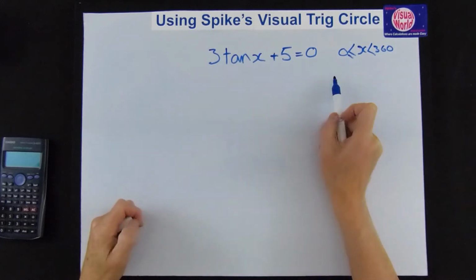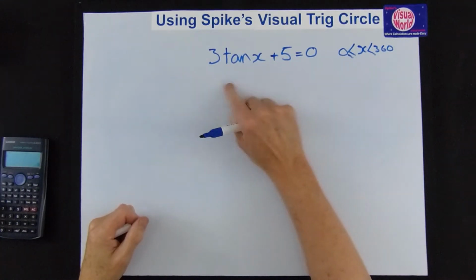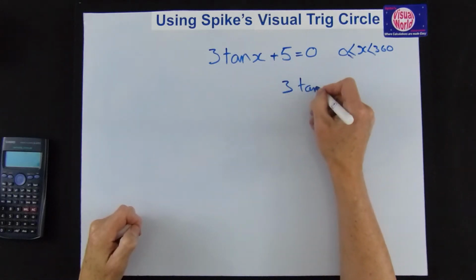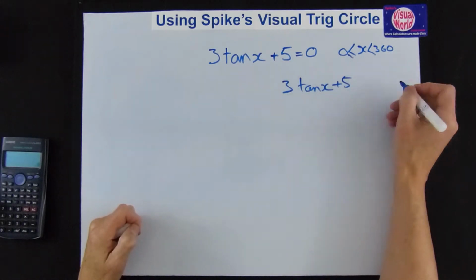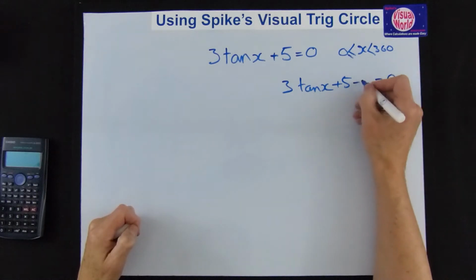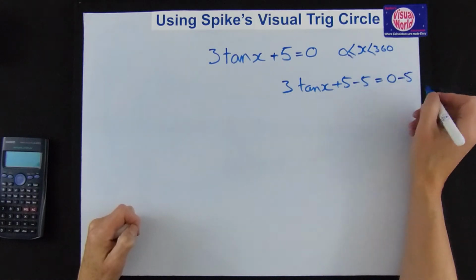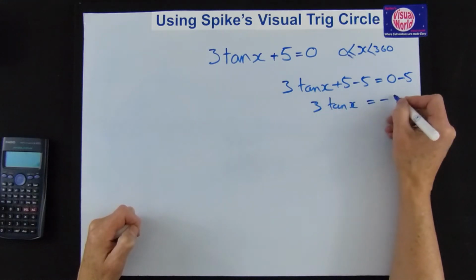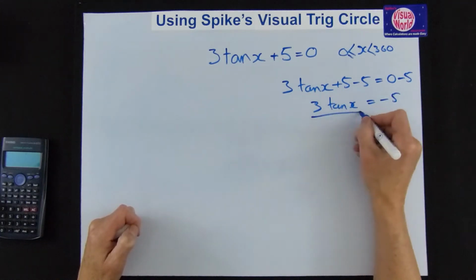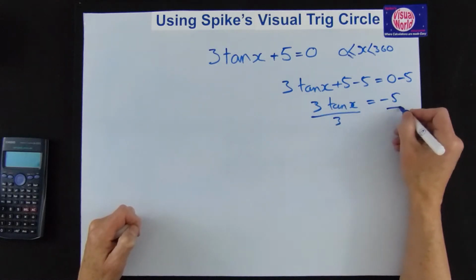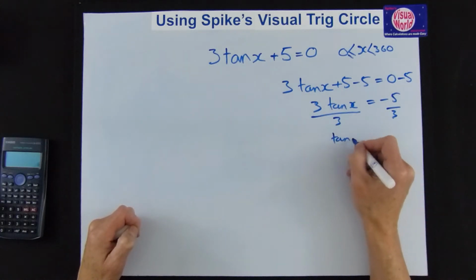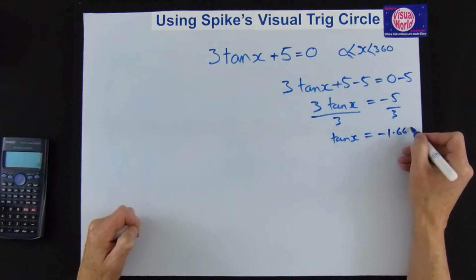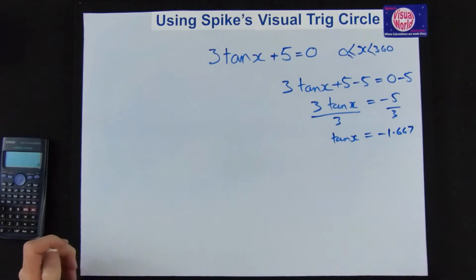The next one we're going to do is this equation here. We're going to treat the tan x as x to start with. So we get 3 tan x plus 5, leave room for working, equals 0. Take away the 5 from both sides to get rid of the 5, and we have 3 tan x equals minus 5. Now get rid of the 3, it's a times, so divide to get rid of it. And we get tan x equals minus 1.667 if you do it in the calculator.